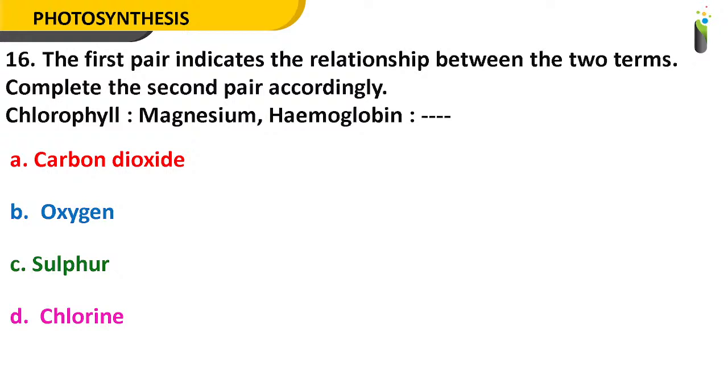So what should be the answer for question number 16? The answer is B, oxygen. Chlorophyll, magnesium, hemoglobin, oxygen. See friends, for formation of the chlorophyll, magnesium plays a very, very important role. It is a structural component of chlorophyll, and hemoglobin basically helps in binding with oxygen.